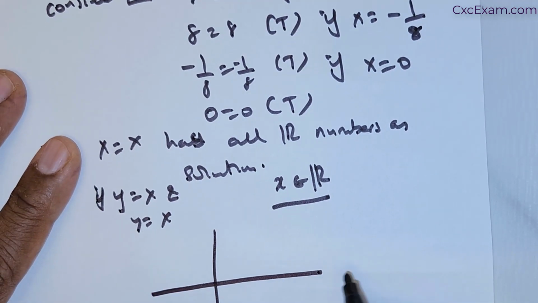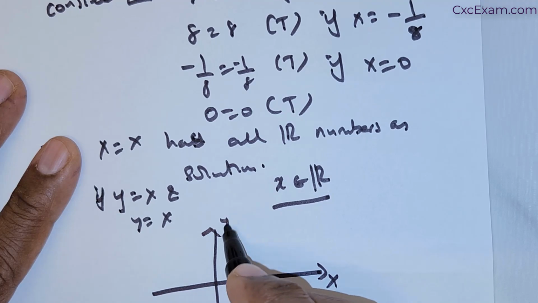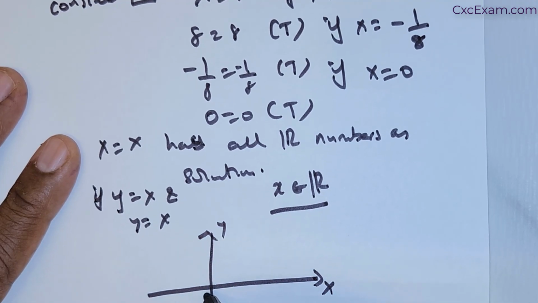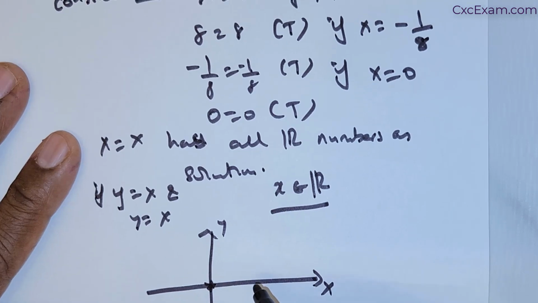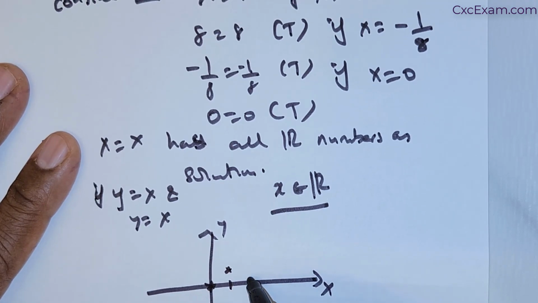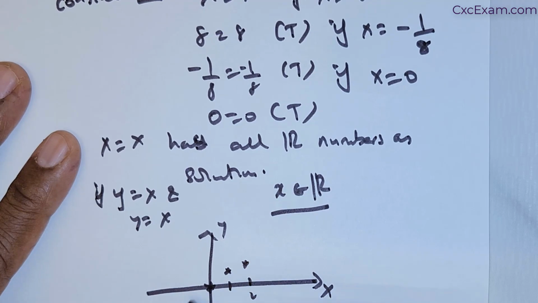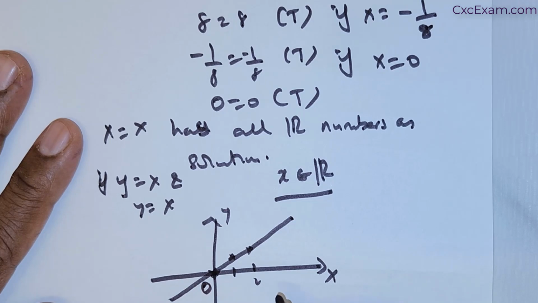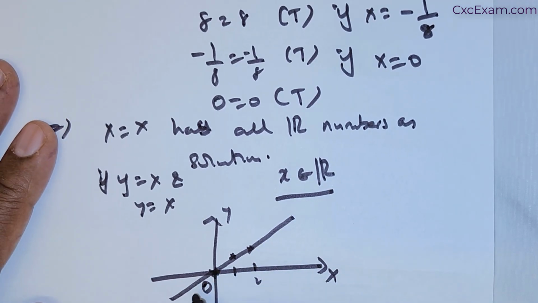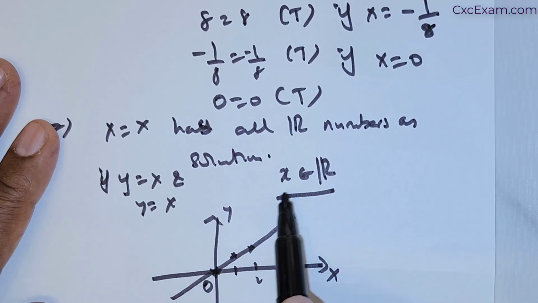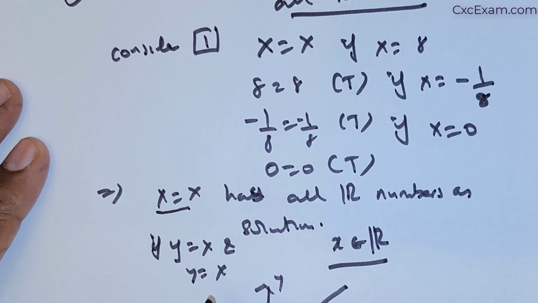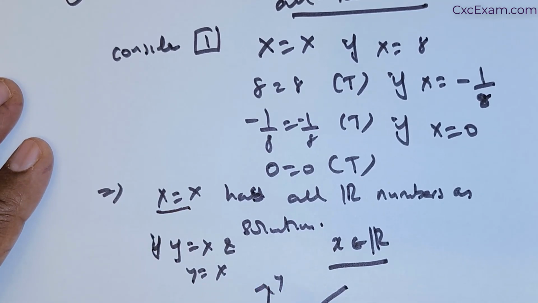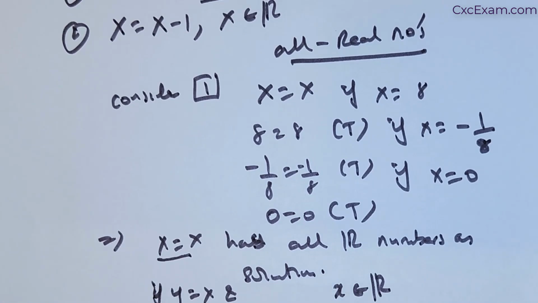So if you had to draw the graph, this is the x-axis, this is the y-axis. When x = 0, y = 0. When x = 1, y = 1. When x = 2, y = 2, and so on and so forth. So this graph is a straight line passing through the origin. So all of the points on this line will form the solution for this particular system. So that is the first part of the given question.